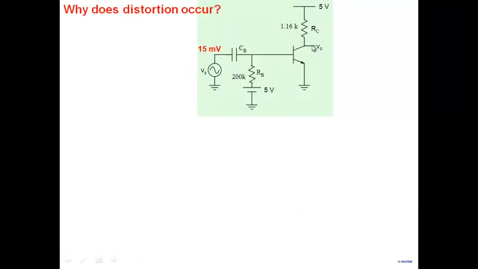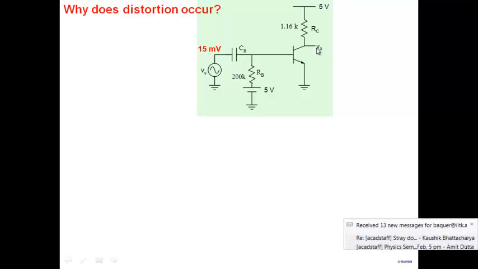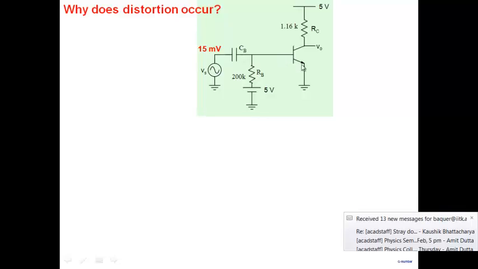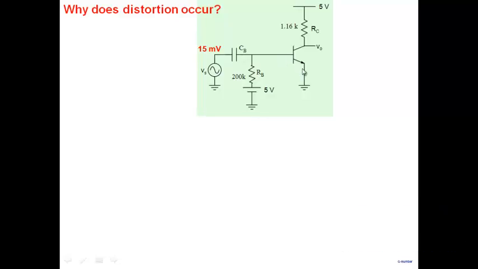Now, if you look at the output, how is the output generated? You remember how the amplifier works? We said the way the amplifier works is you take the input signal here, the signal goes and modifies the base emitter voltage. The base emitter voltage, what does it do? Modifies the collector current, and the collector current flows through RC and develops the output voltage. So where is the distortion coming from?